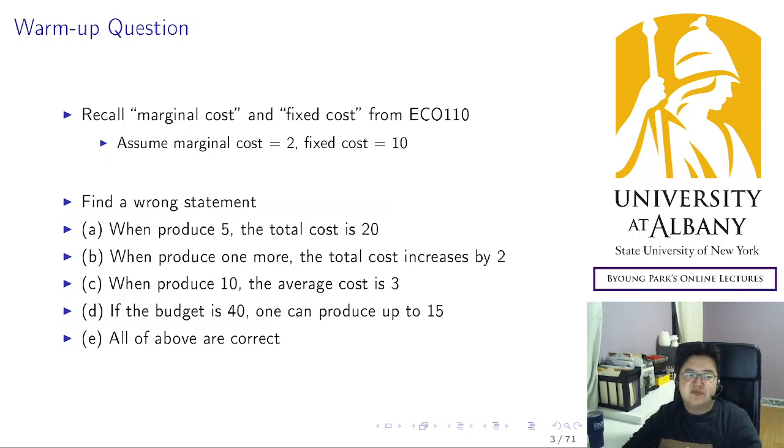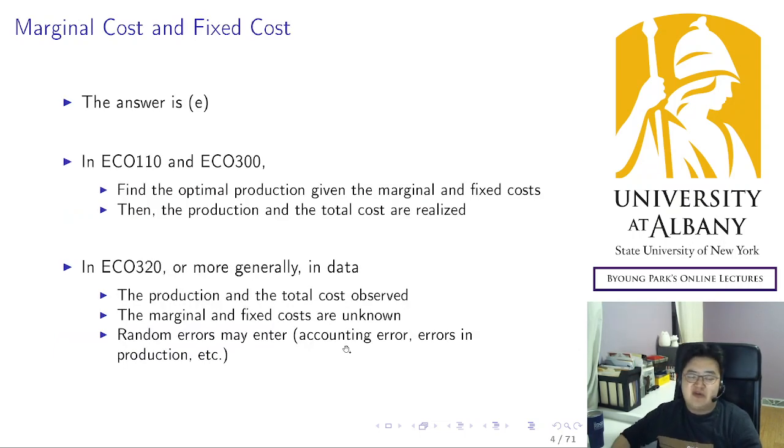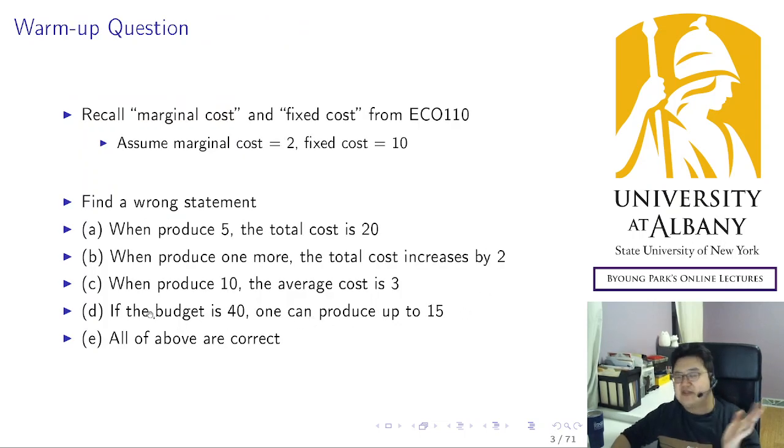And then given those two numbers, marginal cost and fixed cost, what is a wrong statement? Think about this. When you produce 5 pizzas, the total cost would be 20. And when you produce another pizza, then the cost increases by $2. And when you produce 10 pizzas, the average cost would be $3. And if the budget is $40, then you can make up to 15 pizzas. And all of the above are correct. Just guess, it's not a statistics question, so it should be simple. The answer is E. Everything is correct, right? So I believe it's simple enough.